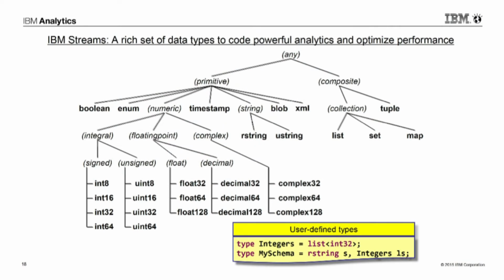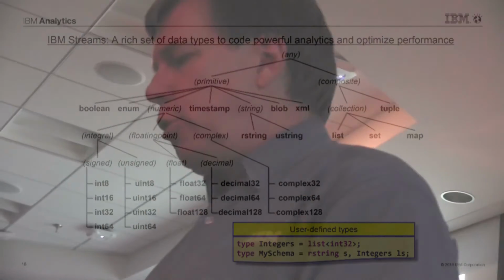As I mentioned, it's a strongly typed system, so we support a bunch of very specific data types to be able to, yes, question? In your example, how do you know the two streams are in sync? How do you know the two streams are in sync? You mean the two that you're joining together?